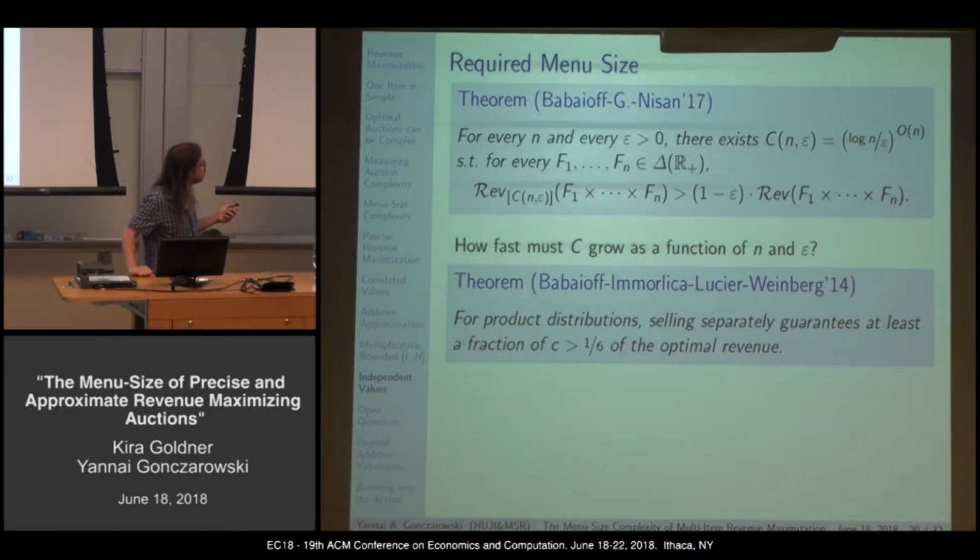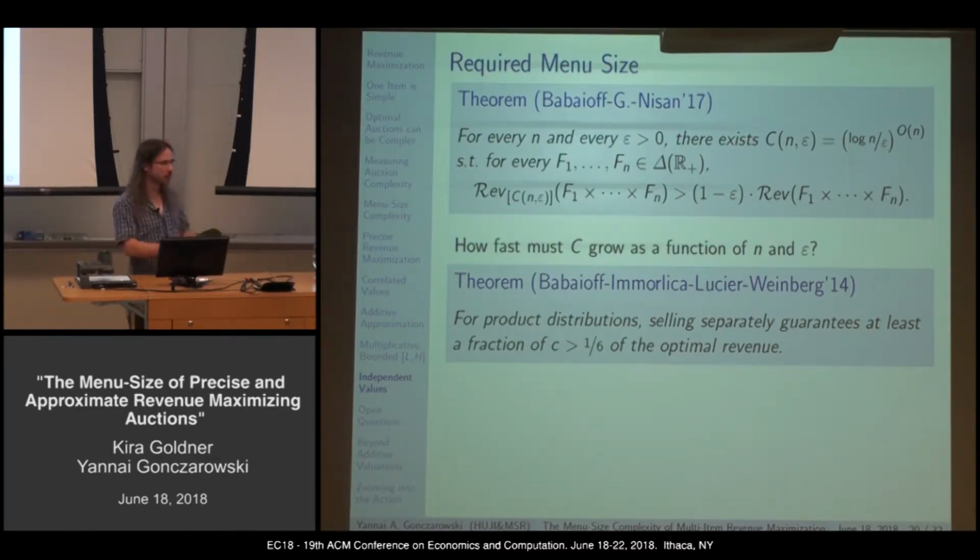So here's one theorem. It's not going to immediately be clear why this is related. We're going to need another theorem to tie these two together. It's due to Babaioff et al., 2014. For product distributions, there exists a constant C, slightly more than 1/6, such that if you sell separately, you guarantee at least. Okay, I'm lying here. It's the best of selling separately or selling as a bundle gives you at least 1/6 of the optimal revenue.